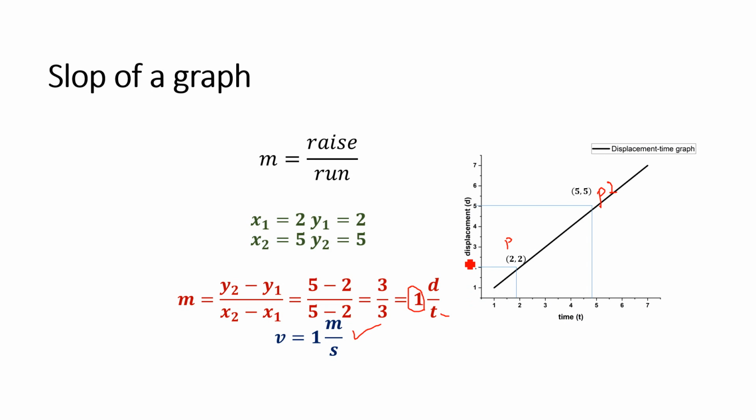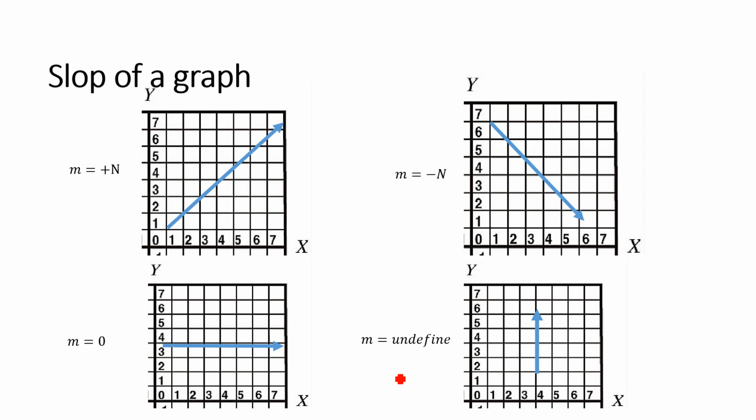Similarly, if we have a chart where the x-axis represents time and the y-axis represents velocity instead of displacement, then the slope of that chart will give us acceleration, because that will be velocity per second, and velocity per second is acceleration. Now different types of slopes.